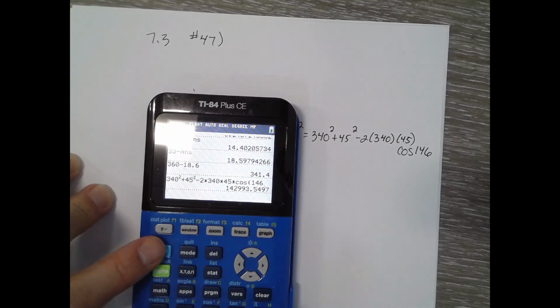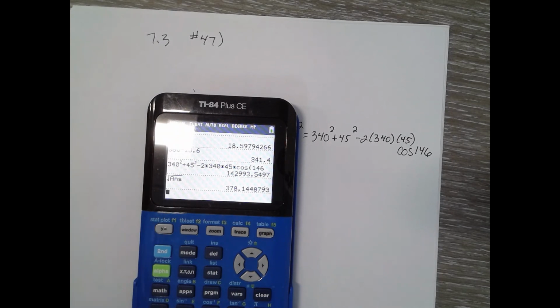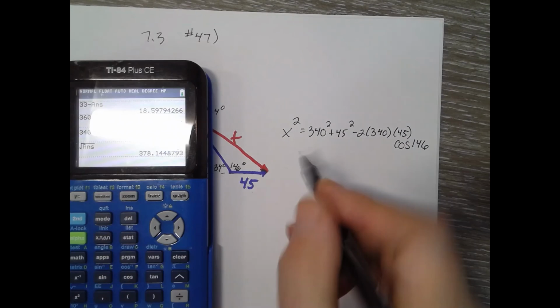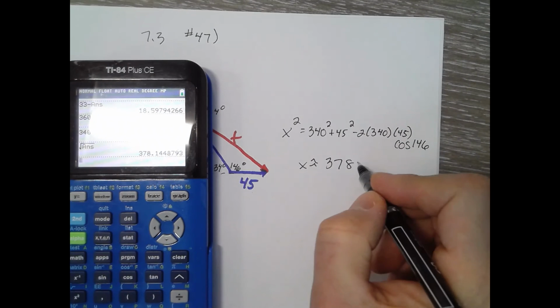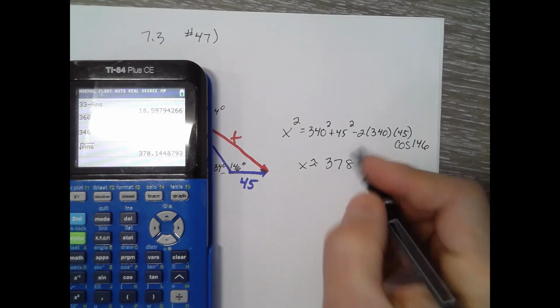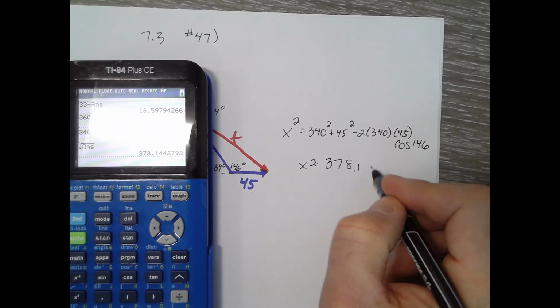And then square root the answer, and we get 378. That is a reasonable answer because we said it was going to be faster than 340, so 378.1 miles per hour is what I got.